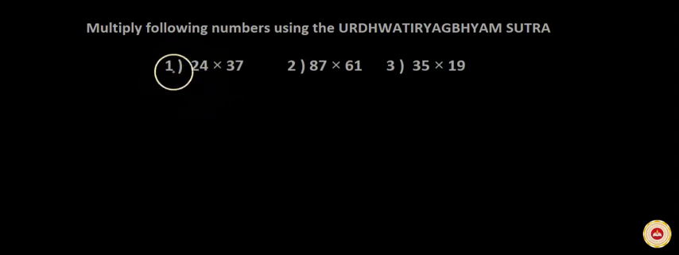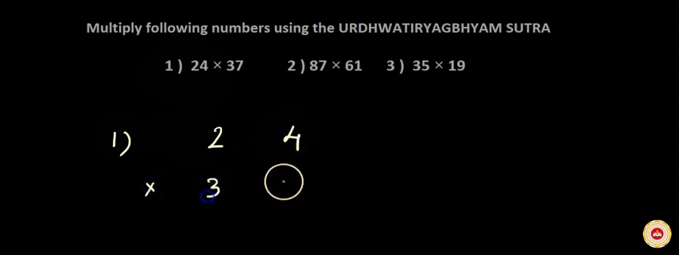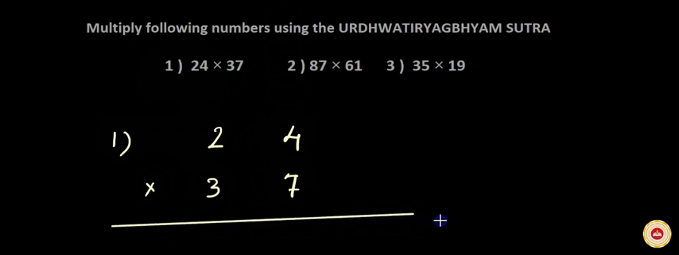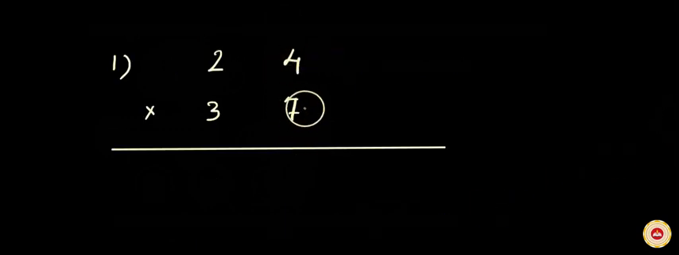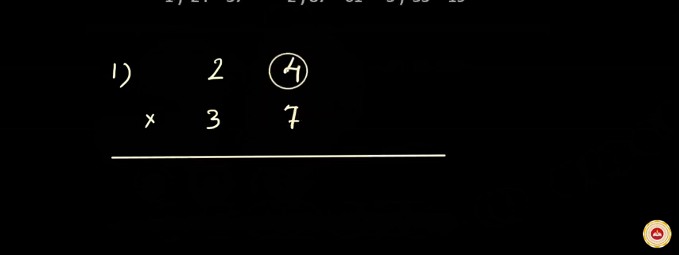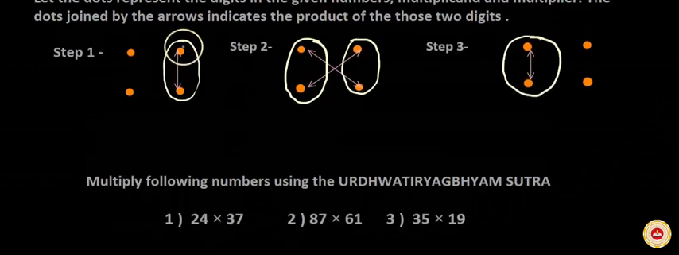First example, let us solve the first example. 24 multiplied by 37. Starting from the right side, consider the first column, the rightmost column, in which there are 2 digits, 4 and 7. 4 in multiplicand and 7 in multiplier. Both digits are in units places. So multiply these 2 digits, 7 and 4. See, first column from the right side, vertical multiplication of these 2 digits.